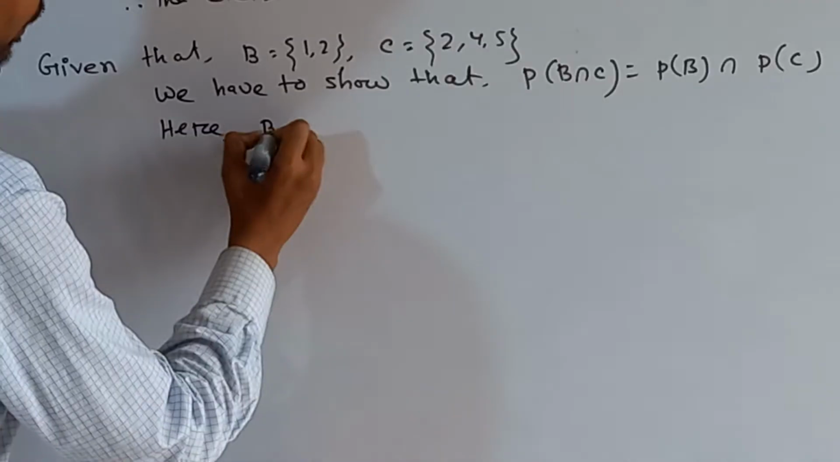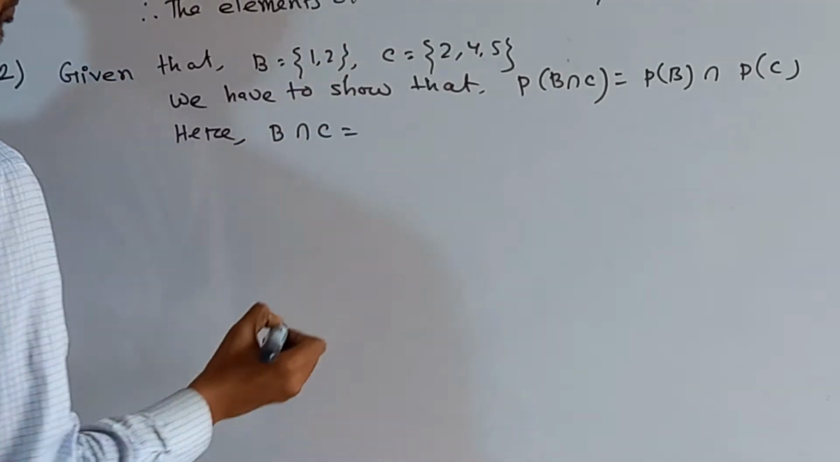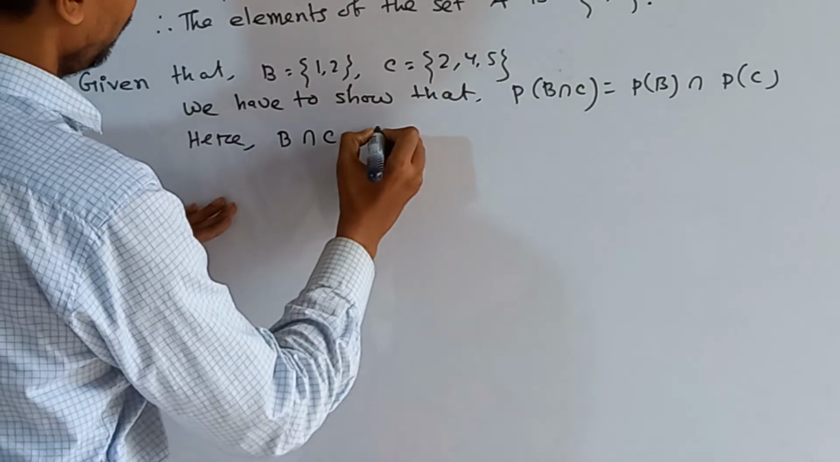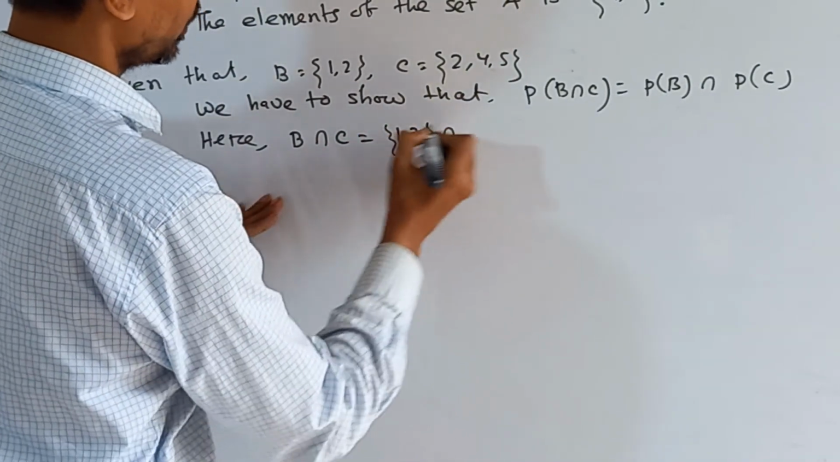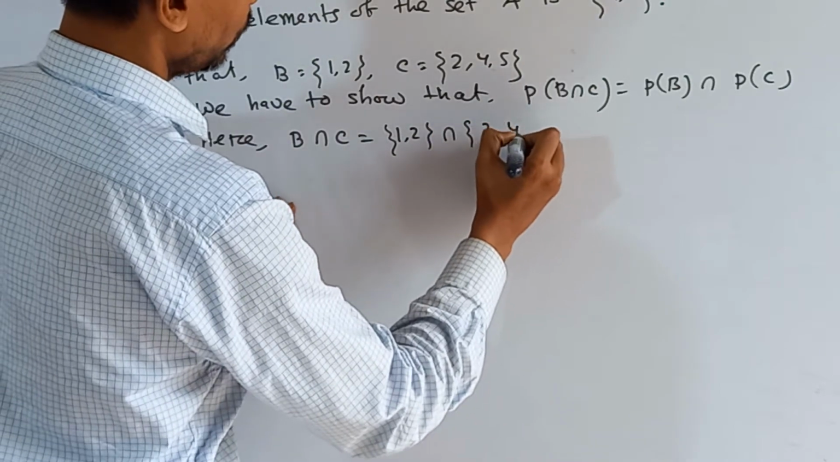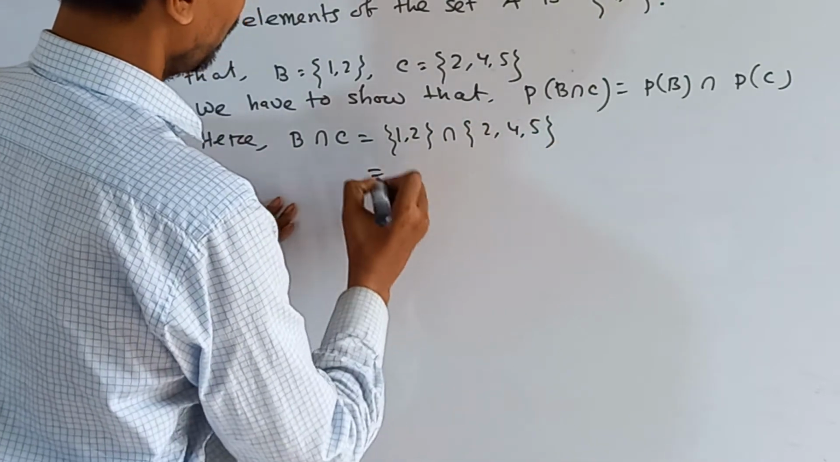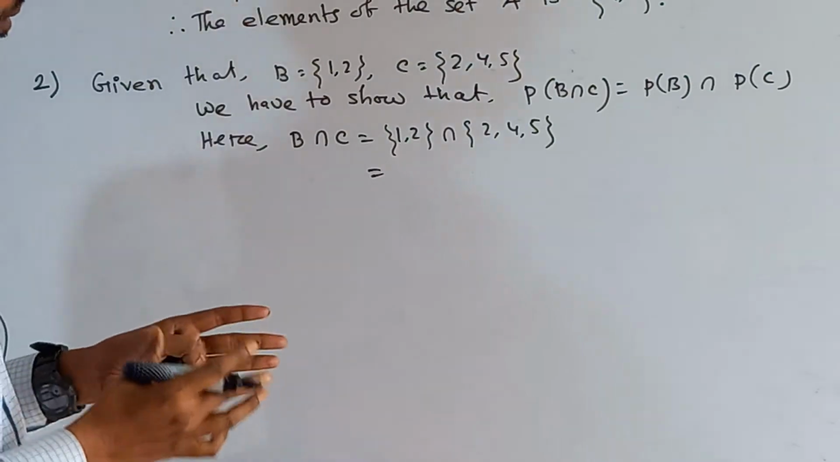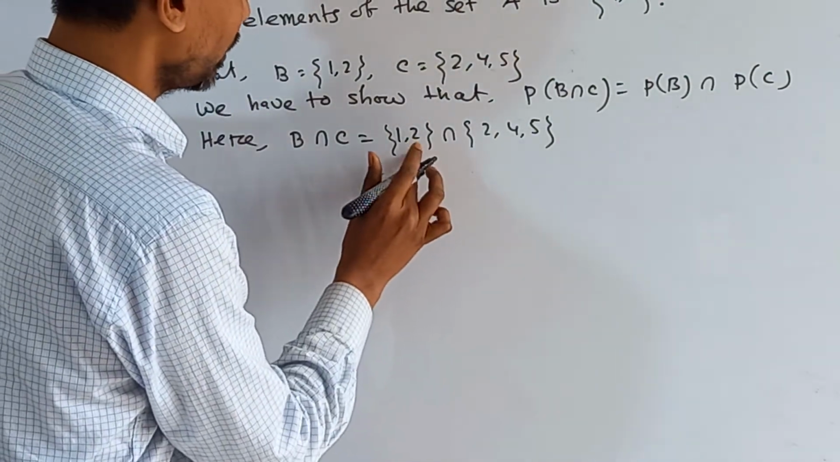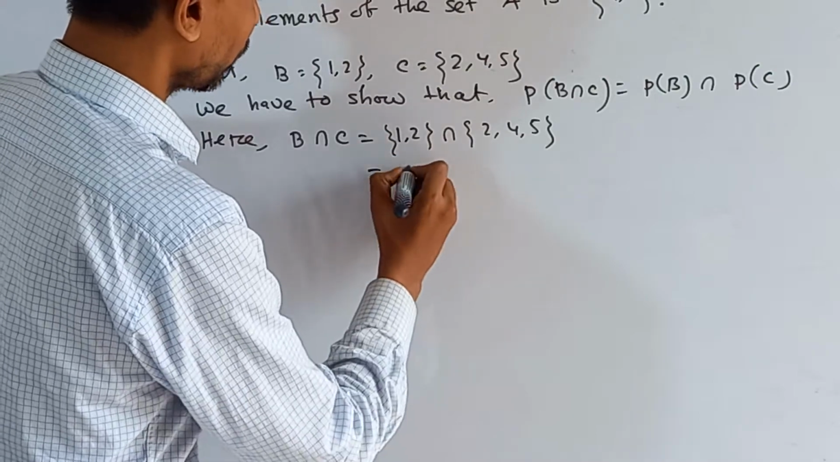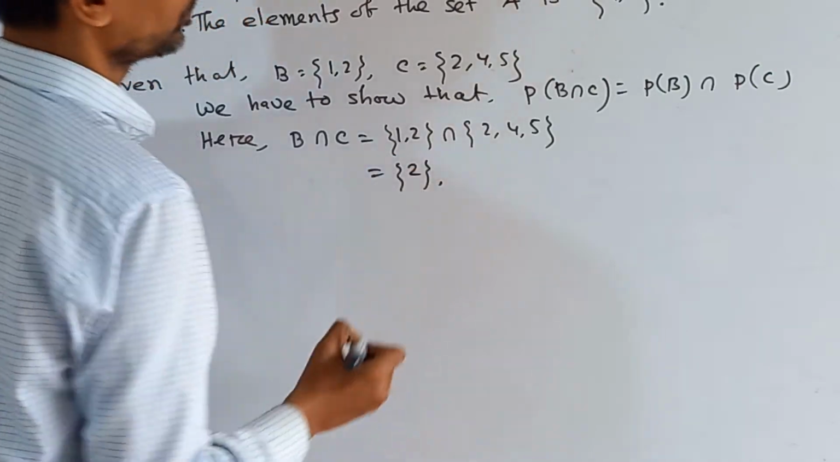Here, B intersection C equals what? B means {1, 2}, intersection C means {2, 4, 5}. We know intersection means the common elements. So between this set and this set, 2 is common. So write here {2}.